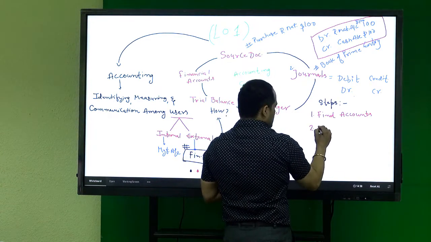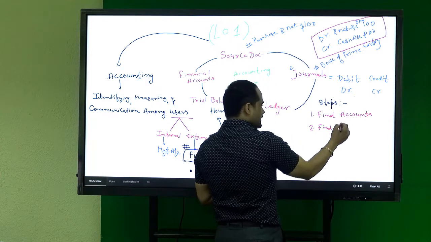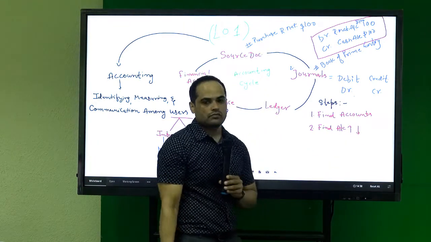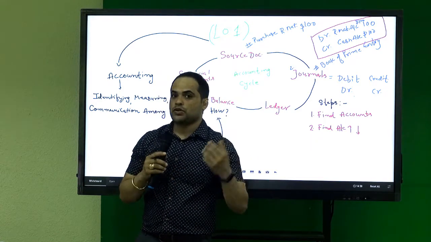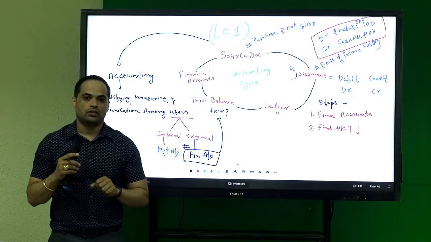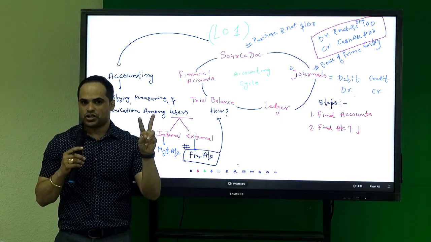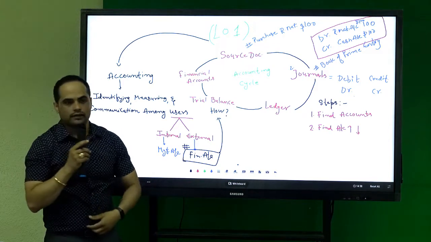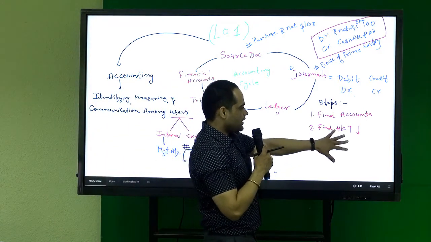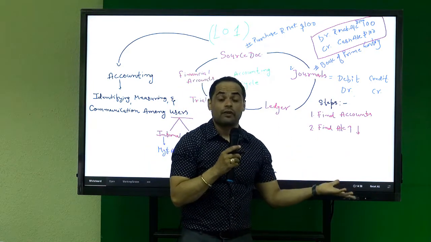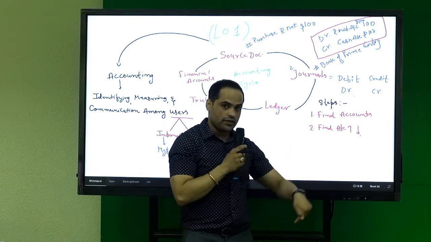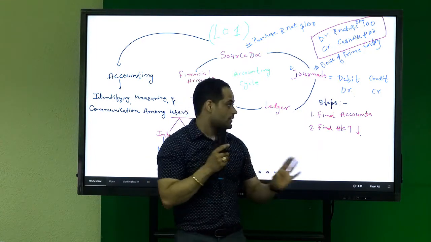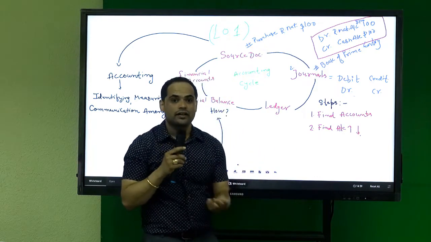The second one is find whether these accounts increase or decrease. For example, purchase raw material by cash. So we have two accounts here. One is raw material, the second one is cash. So step one is find accounts. We already found two accounts, cash and raw material. Now check, does this cash increase or decrease? When you purchase raw material, cash decreases. When we purchase, raw material increases. So step two is find whether this account increases or decreases.